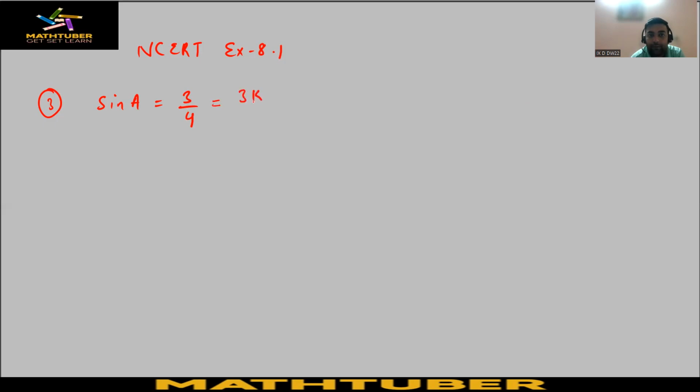Right. So what we have to do is first multiply both numerator and denominator by k and compare them with the formula of sine A, which is p upon h, perpendicular upon hypotenuse. Now, if we draw a small right angle triangle here and take this angle as A, this is B, and this is C. So according to this angle A, perpendicular will be BC. So it will be 3K, and the hypotenuse is AC, which is 4K.